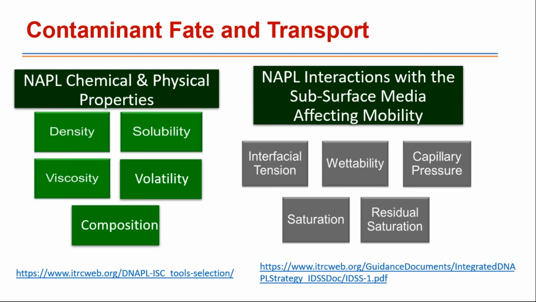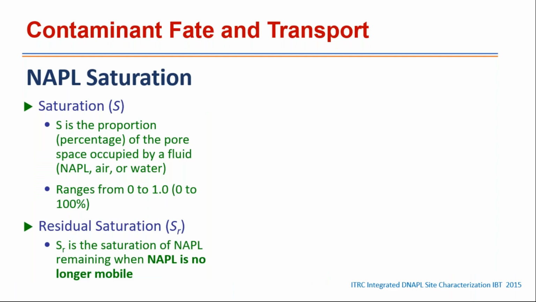If it's volatile, you have problems in the unsaturated zone. Is it heavier than water? Is it lighter than water? How soluble is it? TCE, trichloroethylene, is pretty high solubility, 1,100 milligrams per liter, whereas PERC only has about 120. So the TCE DNAPL is going to dissolve a lot more quickly than the PERC will. So you have to understand that, then you start looking at the interfacial interactions. Now I'll talk a little bit about these.